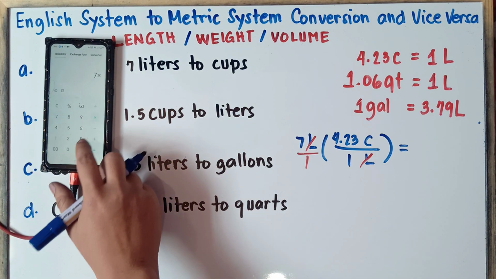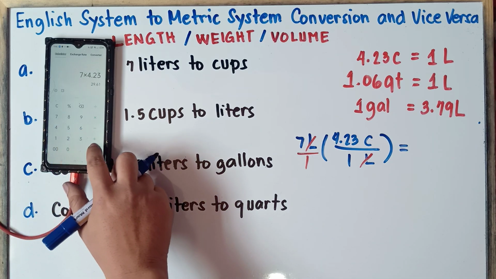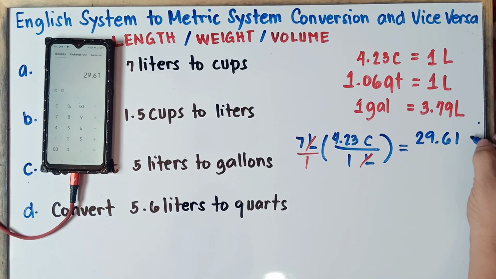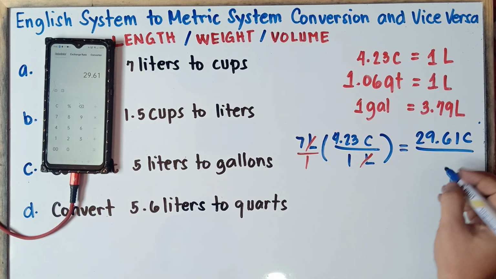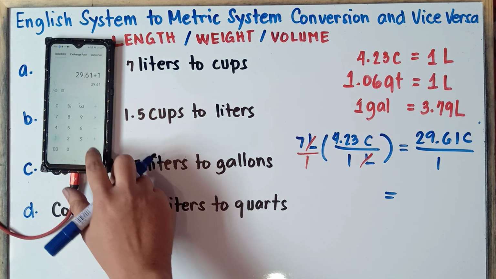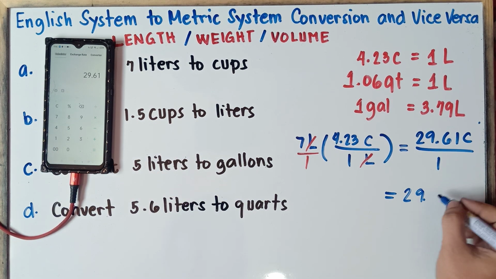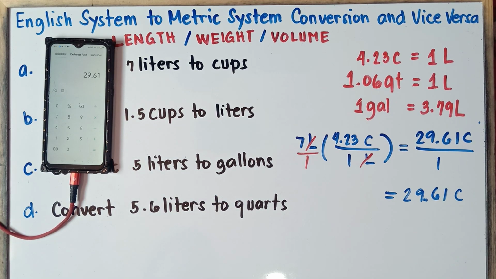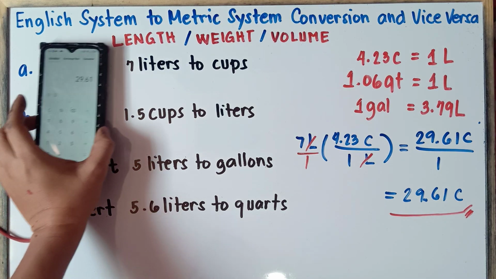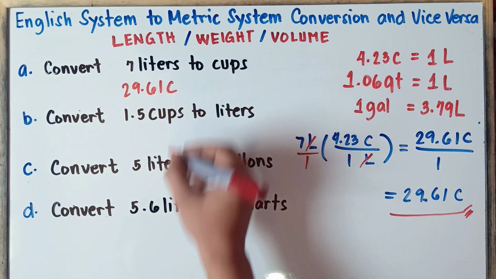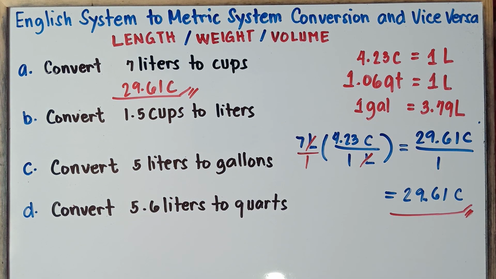7 times 4.23 would be 29.61. Do not forget the units, cups. And then 1 times 1, that's 1. Simply divide 29.61 divided by 1. The answer is 29.61 cups. That's it, all set for letter A. Easy, right? So the answer for letter A is 29.61 cups.